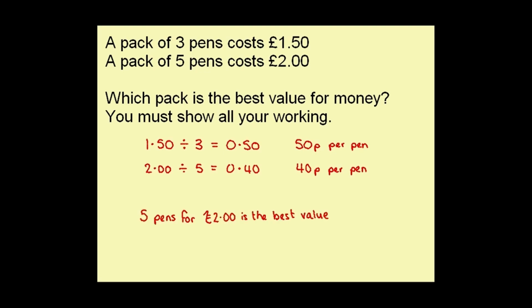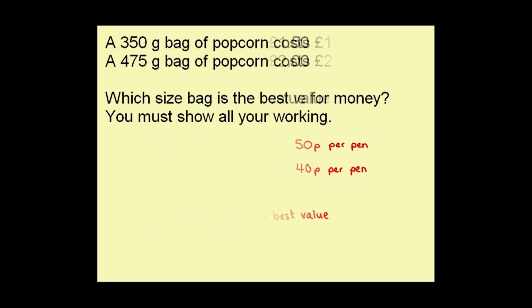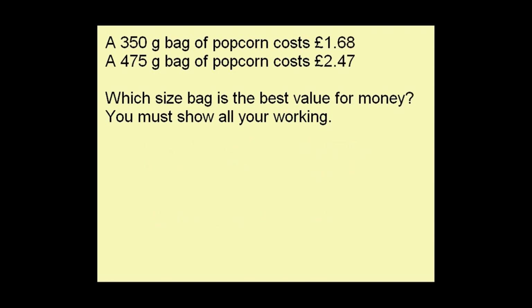So to find the best value for money, I always do money divided by quantity and then compare the values to look for the smallest one. This is a harder question, but you would be allowed a calculator to do this one. We approach it in the same way.